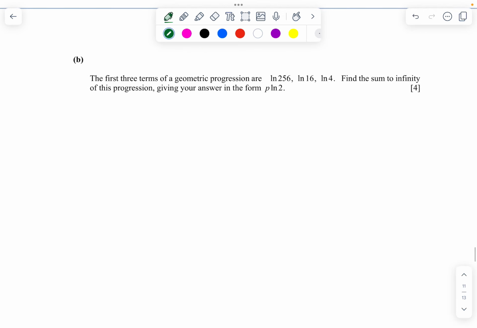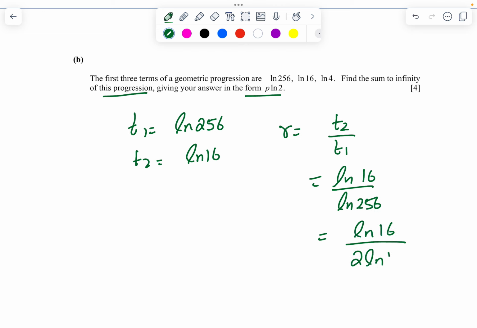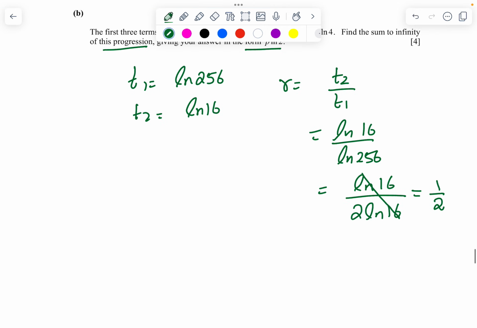Part B. The first three terms of the geometric progression are given, and sum to infinity, find in terms of p ln 2. So T1 equals ln 256, T2 equals ln 16. So common ratio is T2 divided by T1, ln 16 divided by ln 256. Ln 256 is ln 16 times ln 16, ln 16 gets cancelled, common ratio is 1 upon 2.